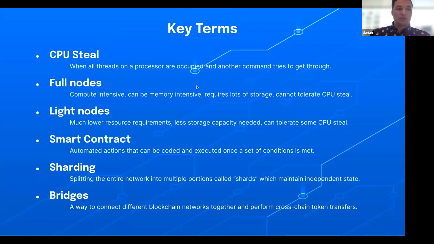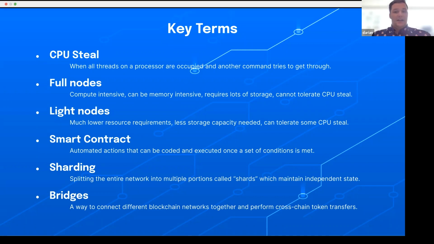The next term I want to talk about is full nodes, and we'll talk about light nodes at the same time. I know we had some blockchain beginners from the poll at the beginning. A full node is a blockchain node that contains a copy of the entire blockchain, and as a result can be used to validate against new transactions on the blockchain. Think of a full node as the big beefy node that blockchains need to have in the back end. And then light nodes are more of the front end nodes. These have much lower resource requirements. They don't store the whole blockchain, and they can tolerate a little more CPU steal, whereas a full node, you really don't want to have any CPU steal at all.